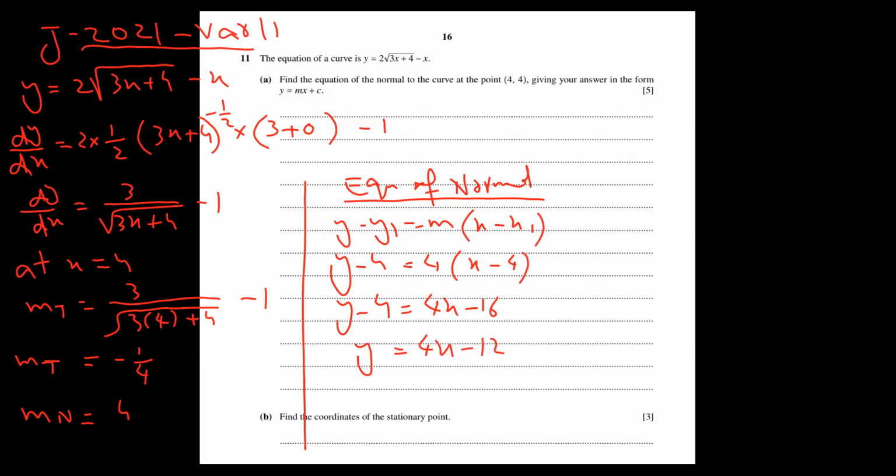I think the point is very clear. Out of 16, 4 is gone. This is our equation of the normal. And let's go for the stationary coordinates.